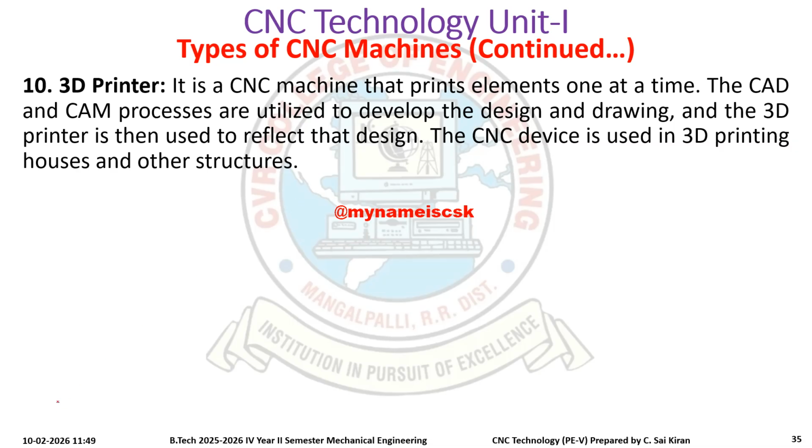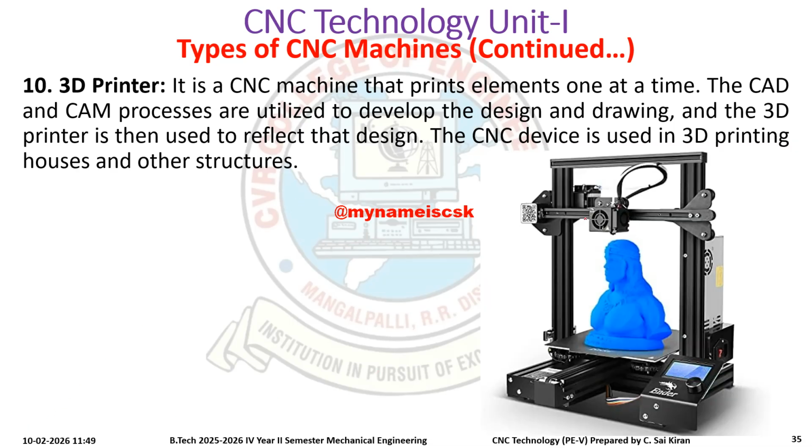Next is the 3D printer. A 3D printer also uses CNC. It runs on G-code and M-code, so that we can generate any 3D printed object.